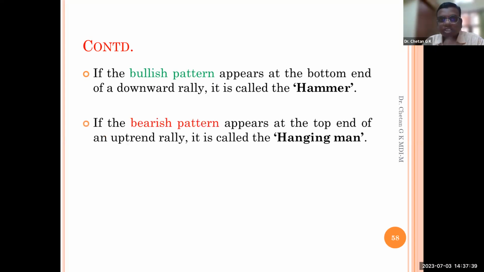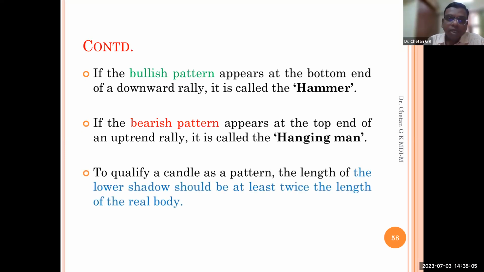If the bearish pattern appears at the top end of the uptrend rally, it is called a hanging man. So there is up movement happening, momentum is uptrend, and a bearish pattern appears. That is going to be the hanging man. After the bearish pattern appears, the market will collapse, which means it comes down. The market significantly comes down. So it is called the hanging man.